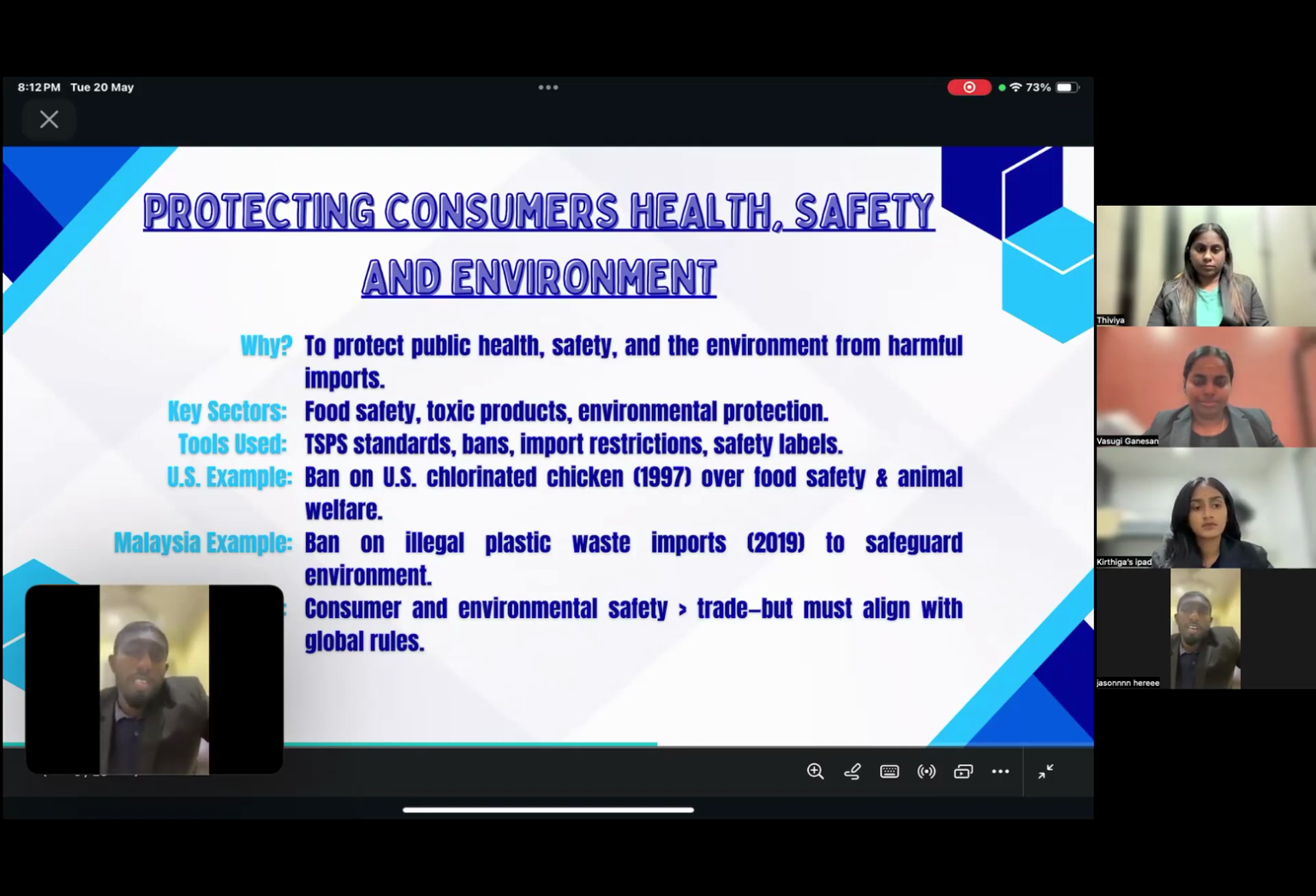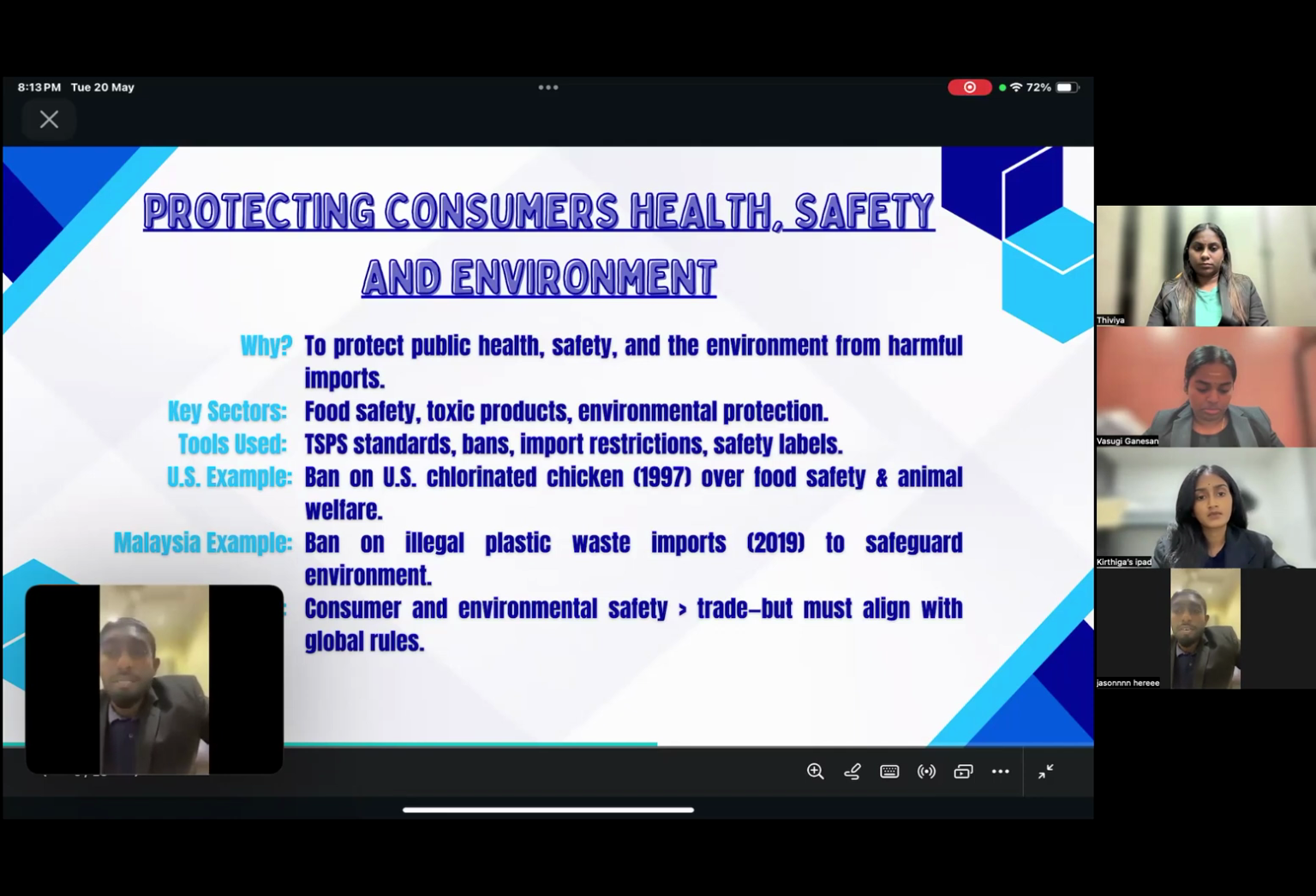Similarly, Malaysia took action in 2019 against the growing plastic waste crisis. After China banned plastic waste imports, Malaysia became a dumping ground for contaminated waste. The Malaysian government responded by banning such imports and returning hundreds of illegal containers, protecting local communities and the environment. India also introduced strict quality controls on imported oils in 2010.